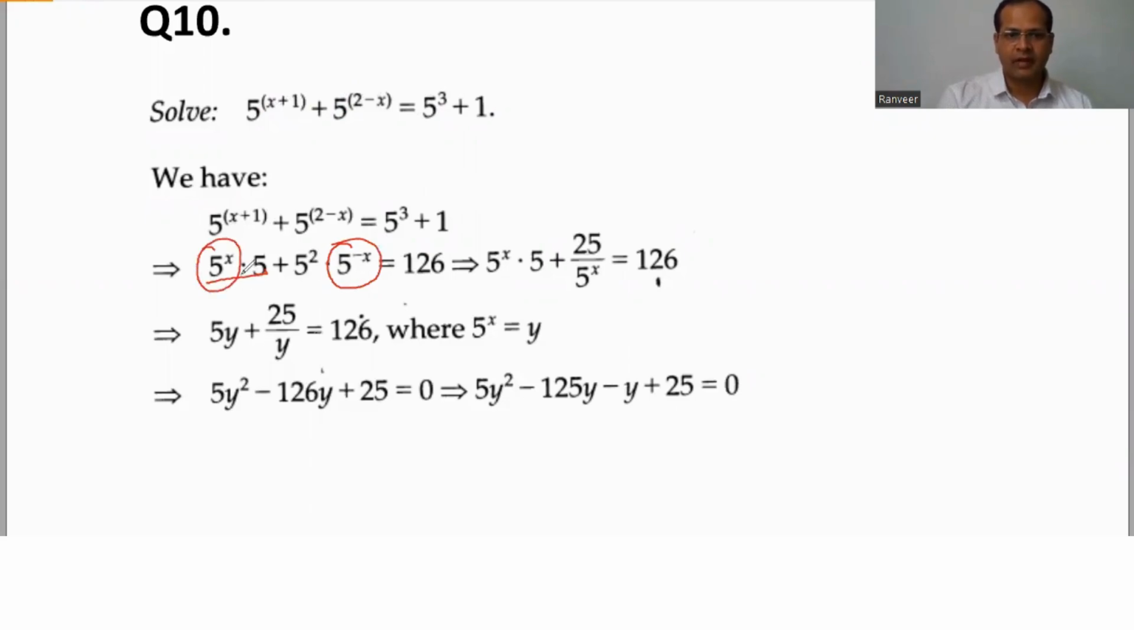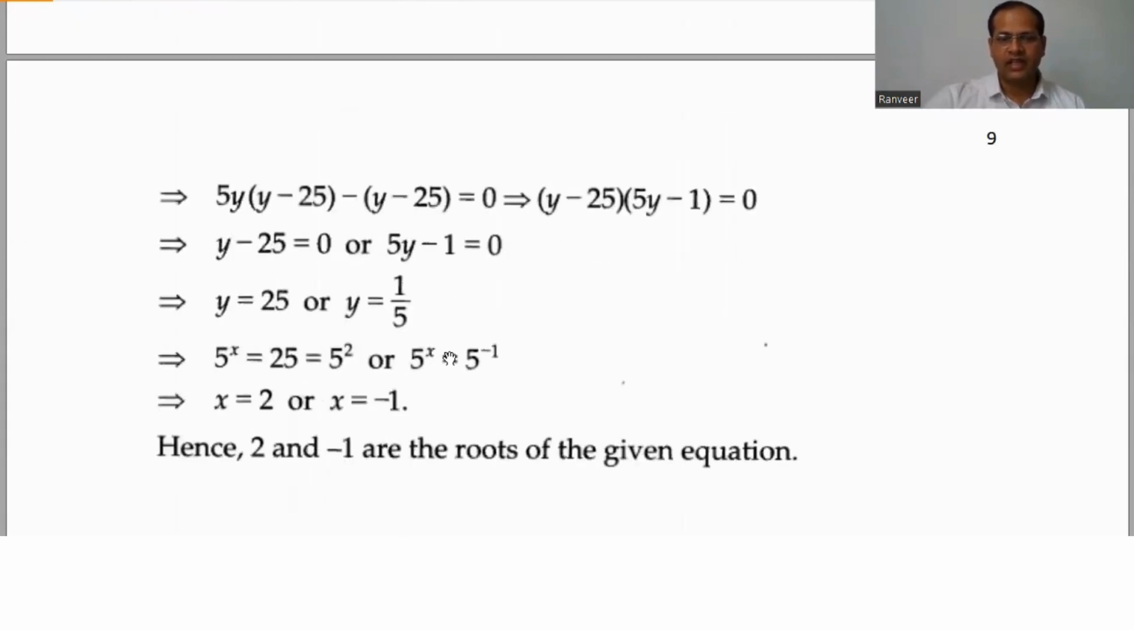So just take 5 to the power x as y. Then 5 to the power minus x is nothing but 1 by y. Just substitute the value here. This is 5 into y, and this is 25 by y equal to 126. Correct? After that, how do we solve? Based on the same method, we have to solve. This is the way we can find the value.